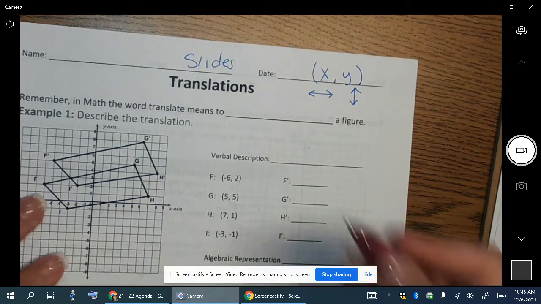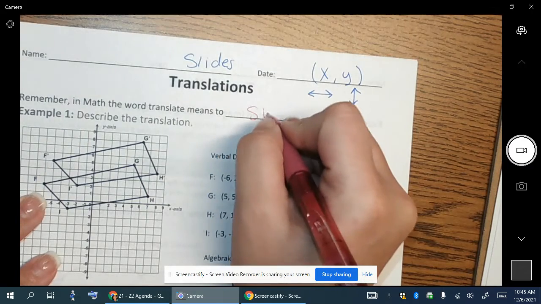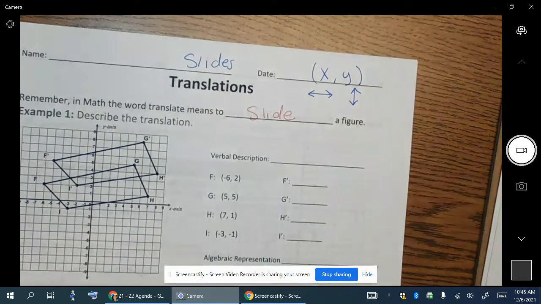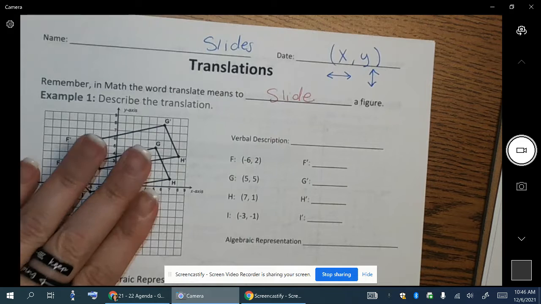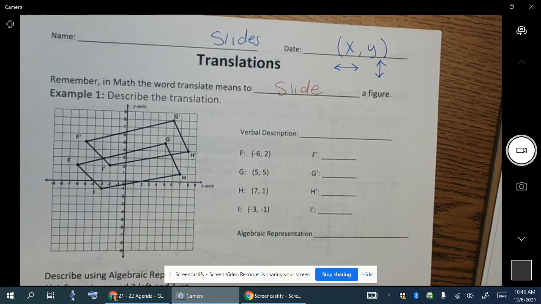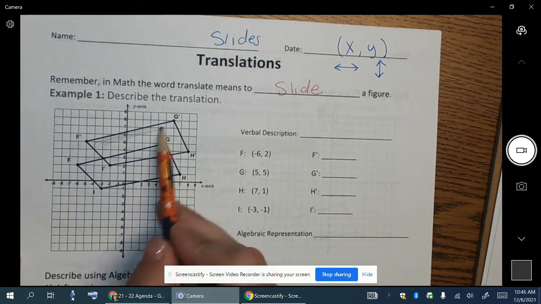Alright. So we're going to slide our figure. That's all you're doing is you're taking a figure and you are sliding it. Okay? So first thing we want to do is make sure if we have two shapes that we know which one is the new and which one's the original. So let's just always be in the habit, like last time, of shading our new shape. Okay, how do you know which one's new? The apostrophe. The apostrophe is good, so let's shade it.